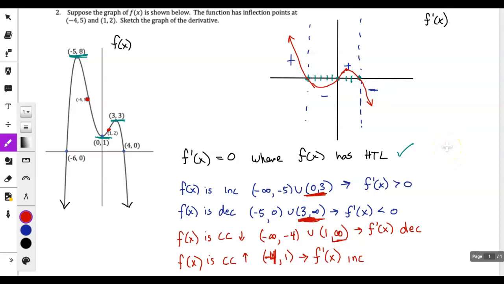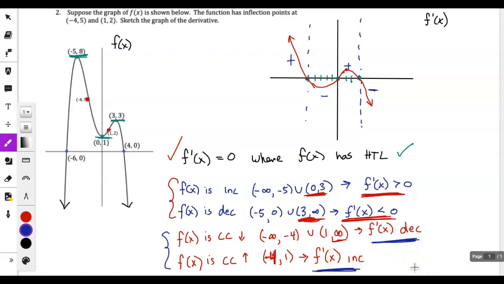Okay, so just to recap, I would do it in this order. I would find the x-intercepts of my derivative first by looking where the original has horizontal tangent lines. And then I would break it into where the derivative is positive and where the derivative is negative based on where the original is increasing and decreasing. And then lastly, I would look where the original is concave up and down, and then that tells me where my derivative is decreasing and where it's increasing.